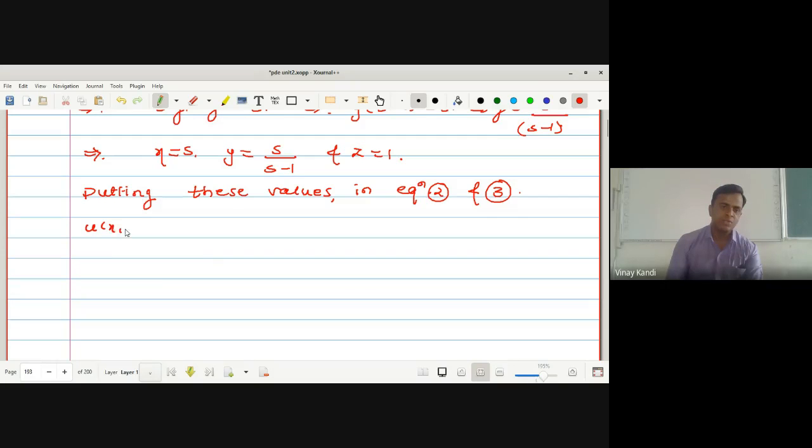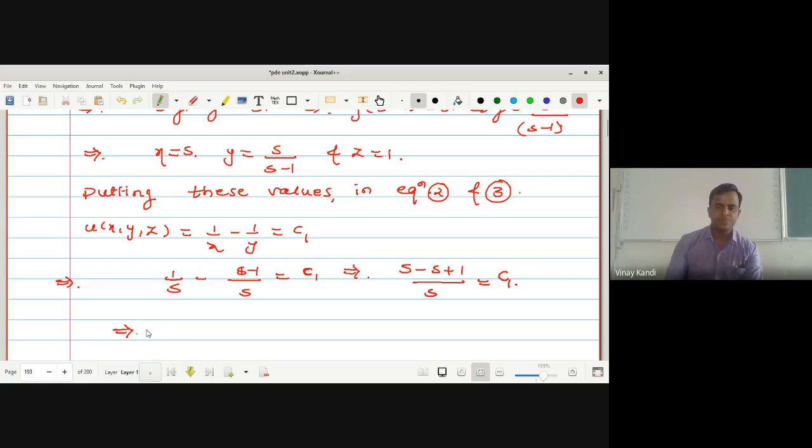What is u of xyz? u of xyz is equal to 1 upon x minus 1 upon y, which is equal to c1. So putting the values of x, y, z in this equation, we get 1 upon s minus (s minus 1) upon s, which is equal to c1. That implies (s minus s plus 1) upon s is equal to c1.